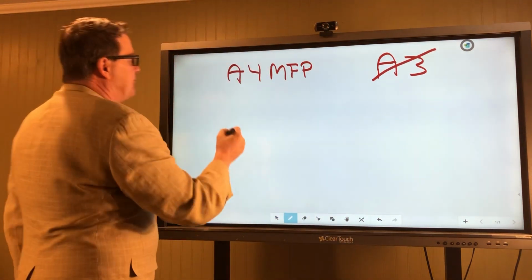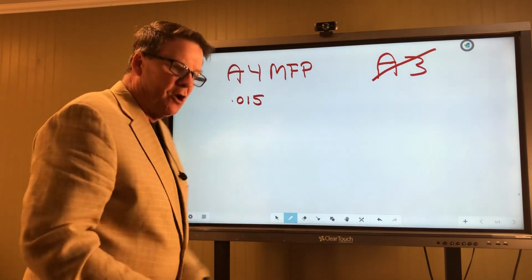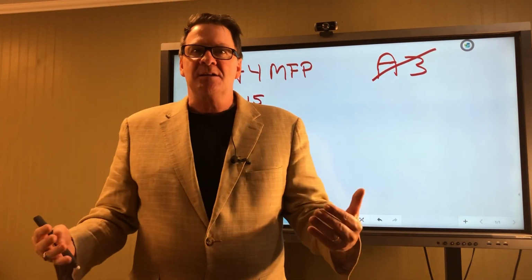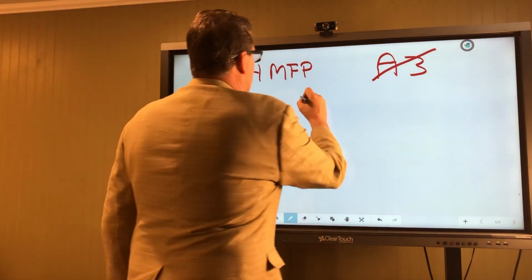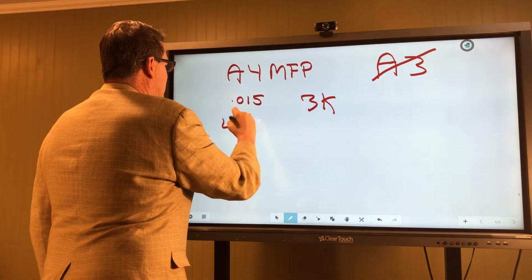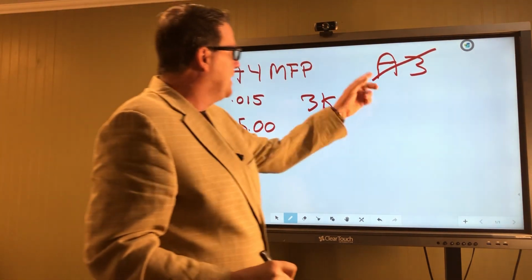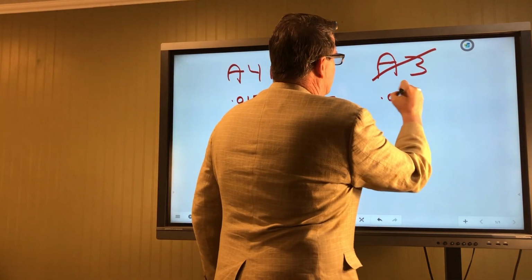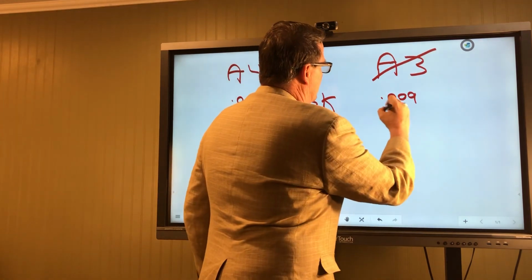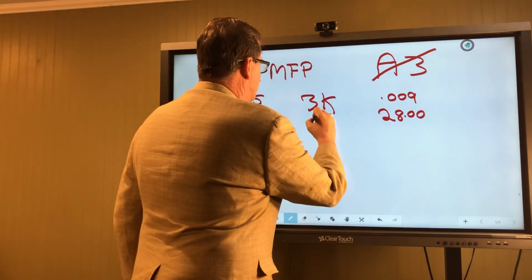So if the A4 MFP costs .015 for service, and that service includes all the parts, all the on-site calls, and all the supplies, and the customer's running 3,000 pages a month, well, the service for that A4 MFP is going to be $45 a month. Simple math, right? Well, if the service on the A3 is .009, and the customer's running 3,000 pages a month, well, that's $28. Folks, that's a difference of $17.